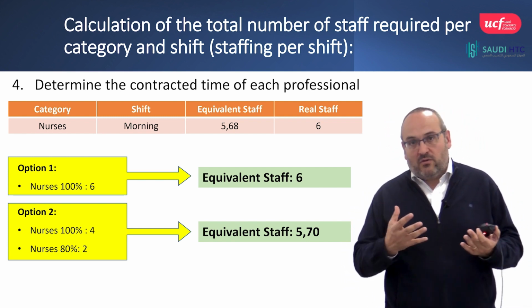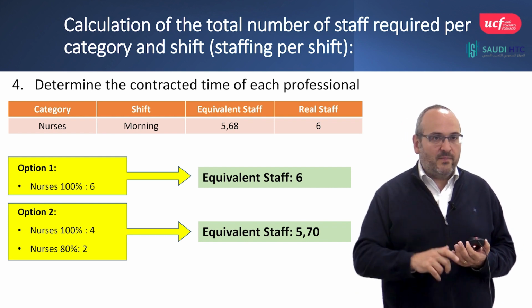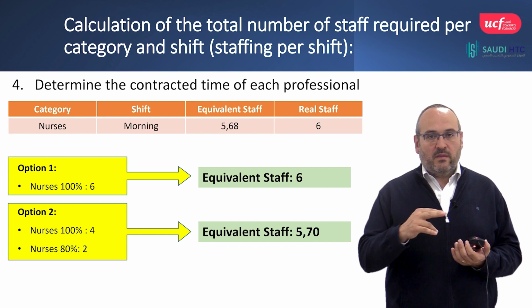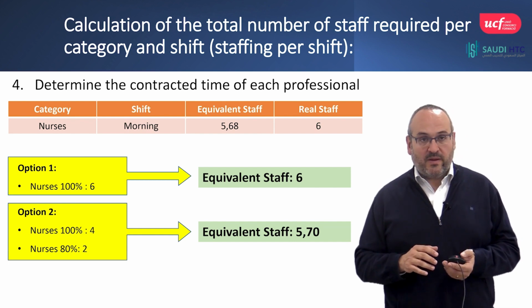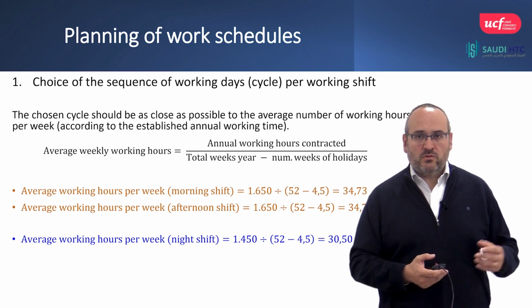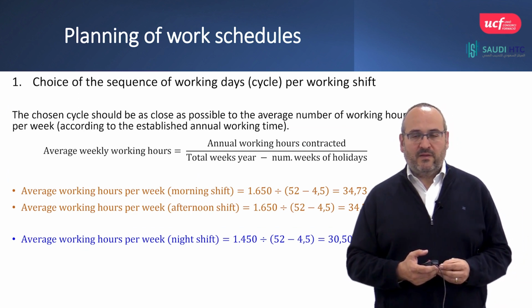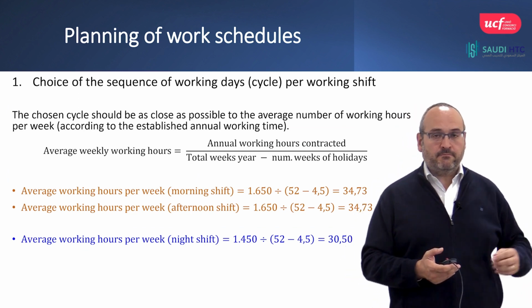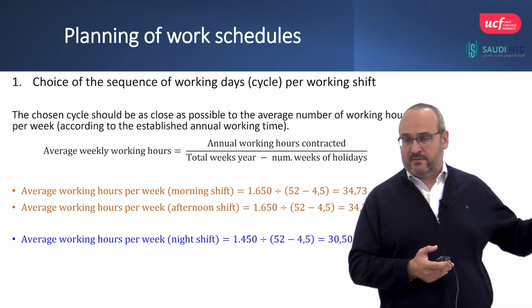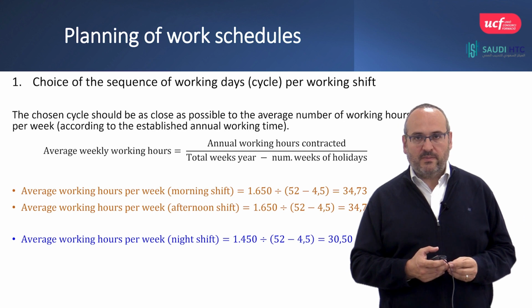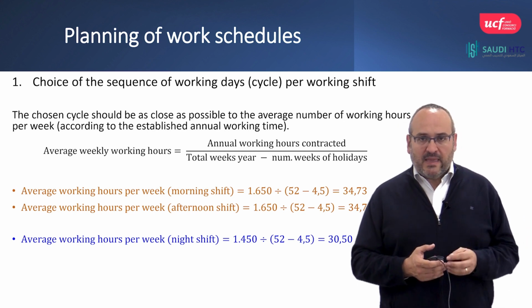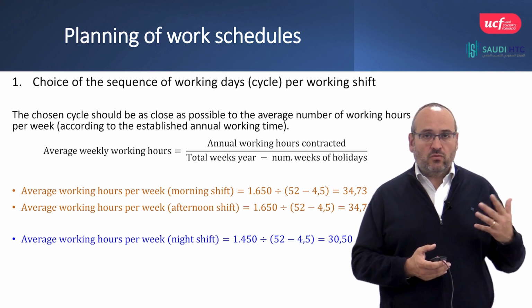In any case, we are going to need 6 nurses for sure. The only difference, the only thing we will have to decide, is whether it is 6 full-time nurses or 4 full-time nurses, as I was saying, and 2 part-time. At this point, we start with the work of planning or scheduling once the work of staffing is finished, which is what we have been presenting up to the previous slide.